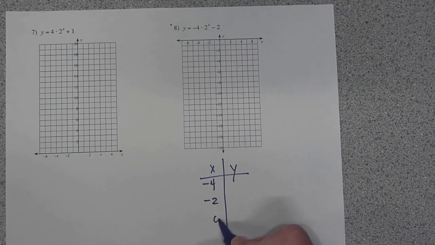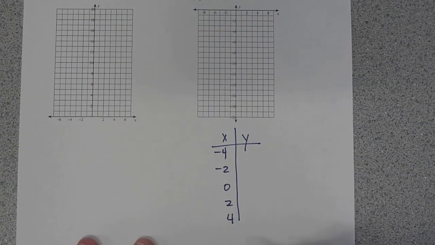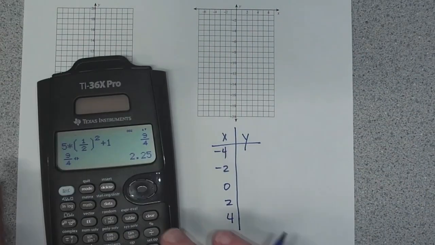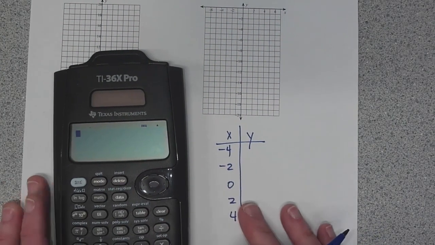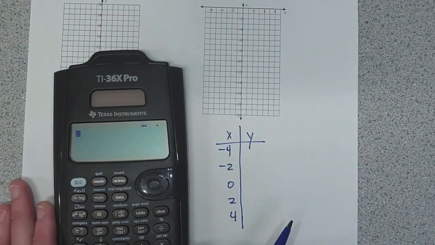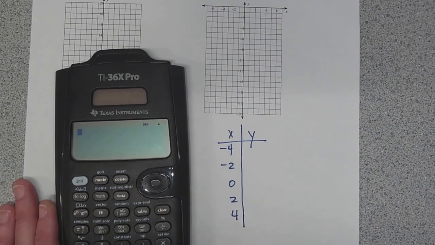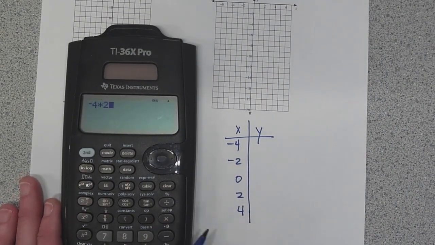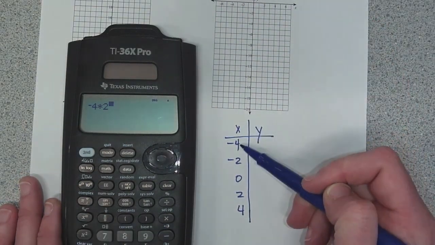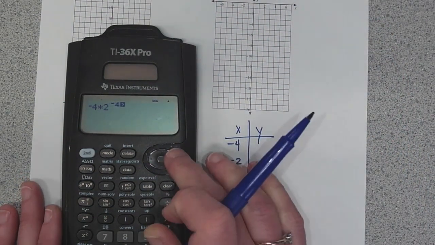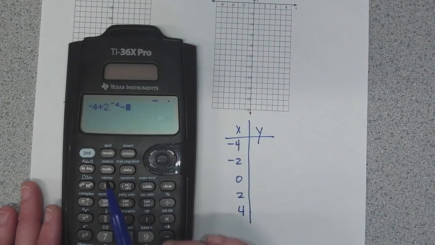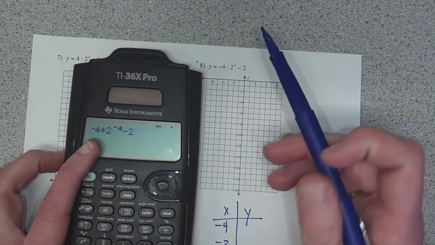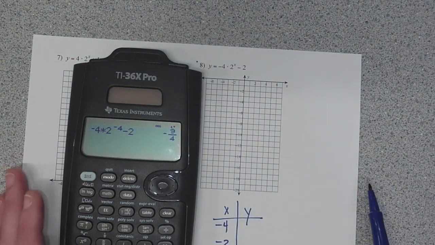-4, -2, 0, 2, 4. Those are the values you will use on each one of these problems. And let's go ahead and start plugging in to our equation. So let's start out with your -4. Don't use the minus like I almost did. Use your negative. -4 times 2 to the power of x, which in this case we're going to put -4, -4 minus 2. Okay, does this look like this? Yes, it does. So I'm going to hit enter, and it looks like I'm getting -9/4.